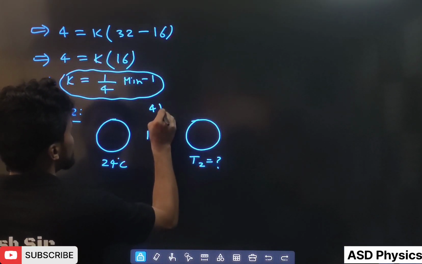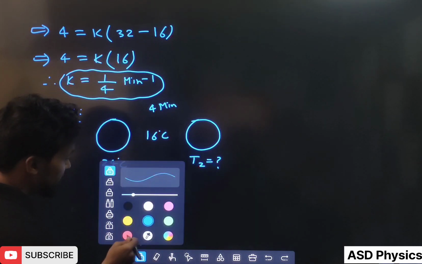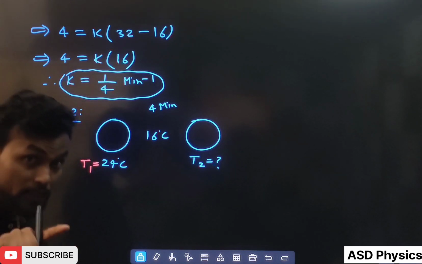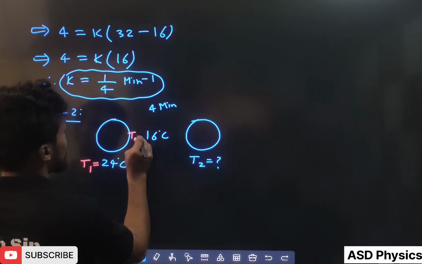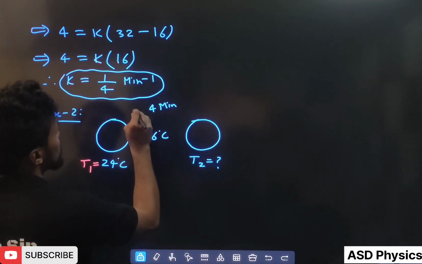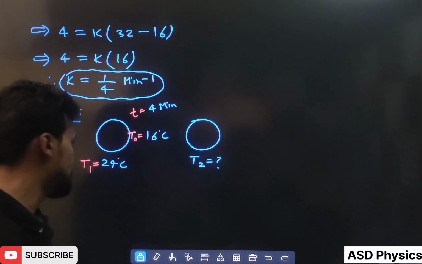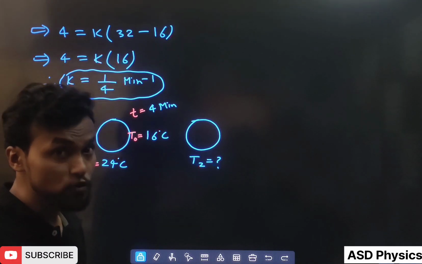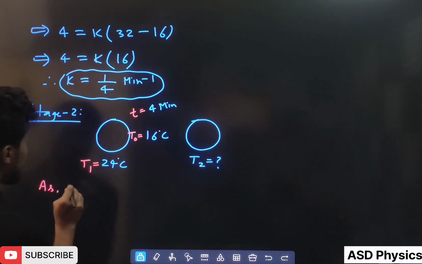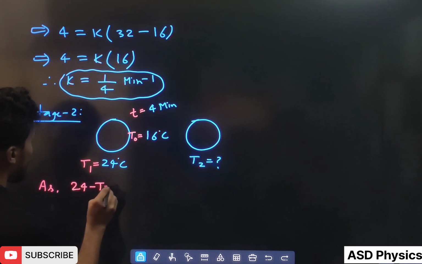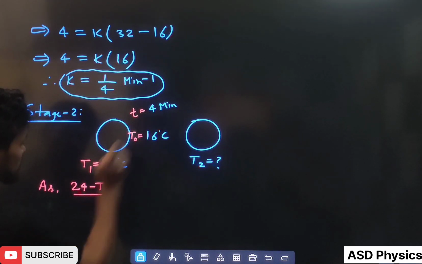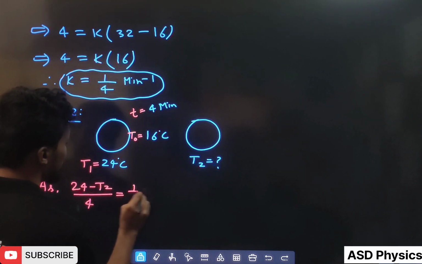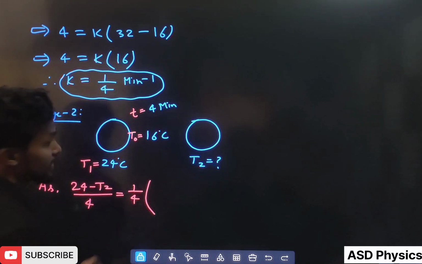Okay, and how much time is there? 4 minute time is there. Now again we have to put T1, T2 and all. This is the new T1, and this is T0 anyhow. And this 4 minute is small t. Okay, so again we'll write the formula: T1 minus T2 by small t. T1 is 24 and T2 is unknown, so we can write 24 minus T2 by small t, which is 4, is equal to k times k value, which is 1 by 4.